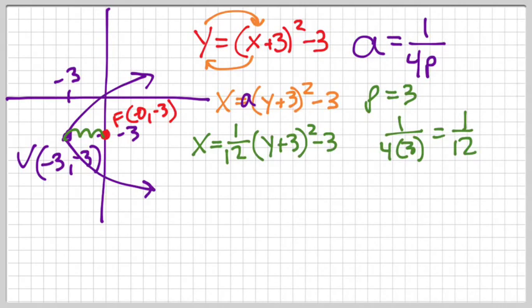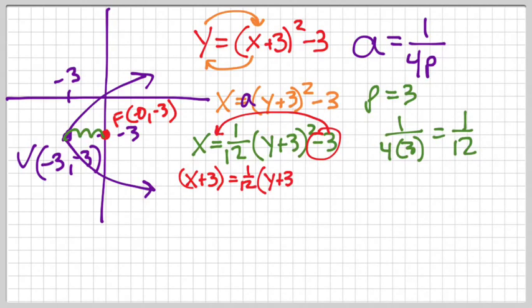And just like before, you could see the minus 3 is moved over here, so it's really x plus 3 equals 1/12 y plus 3 squared. Either way is fine. You'll see it both ways. But that kind of gives you a little taste there. It's just like the up and down conic section parabola.